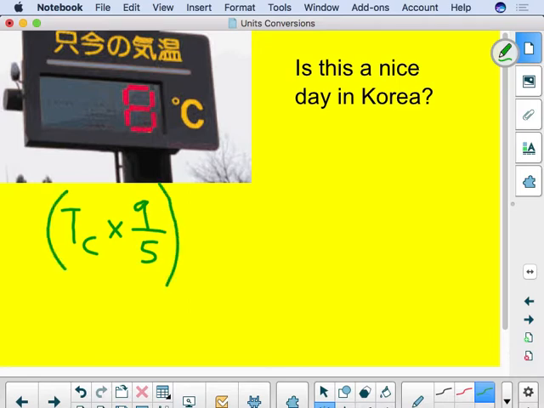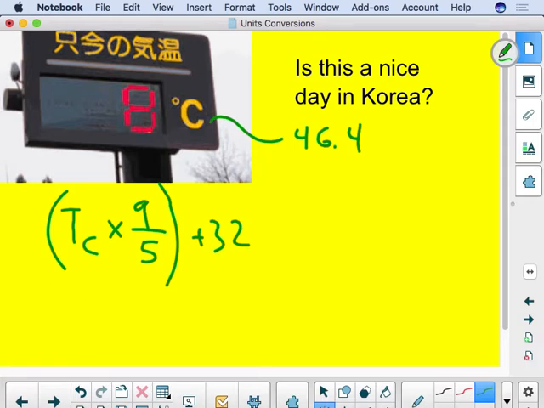Okay, what is 8 times 9 divided by 5? It's 14.4. Is it 14.4 degrees there in Korea? No. What is the other thing we have to deal with in this conversion? You have to add 32. We have to add 32 because our system starts at 32. So you add 32 to that 14.4, and that gets you 46.4. Okay, so this is 46.4, kind of a chilly, cold day.